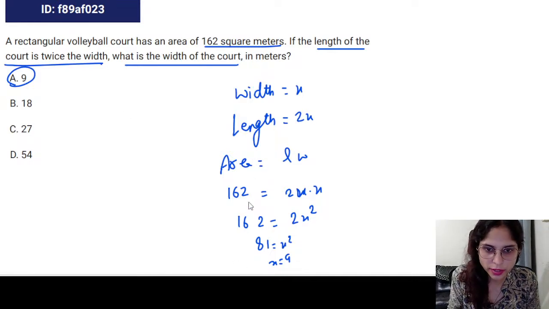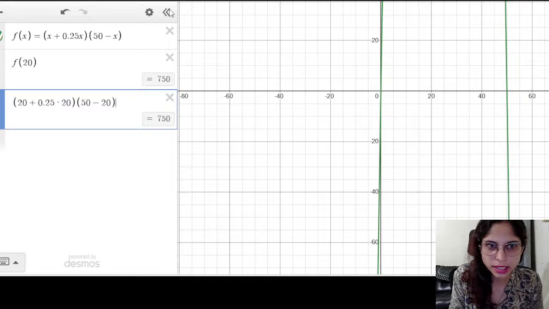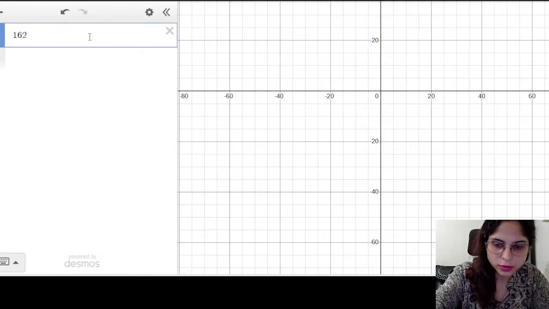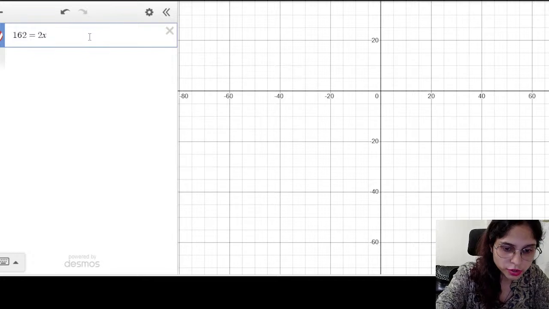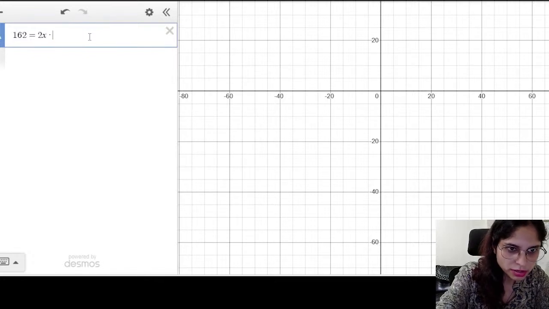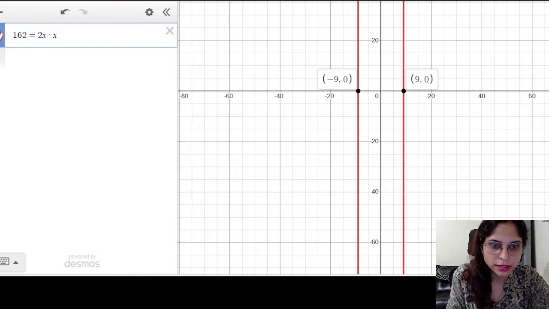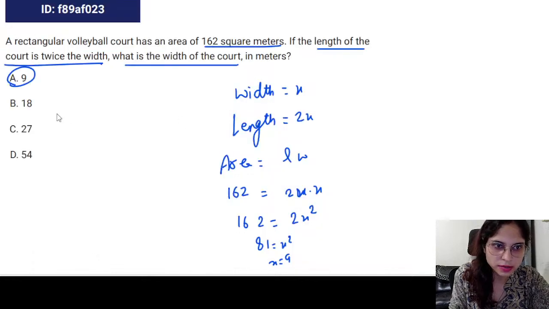Otherwise, once you get the equation, 162 equals 2x times x, you can directly go to Desmos and then just type 162 equals 2x, shift 8 is for multiplication, times x. You will get the answers 9 and negative 9. Negative 9 is not an option. So 9 is the value of x that we are trying to find out, and then you can just say the answer is 9. Alright.